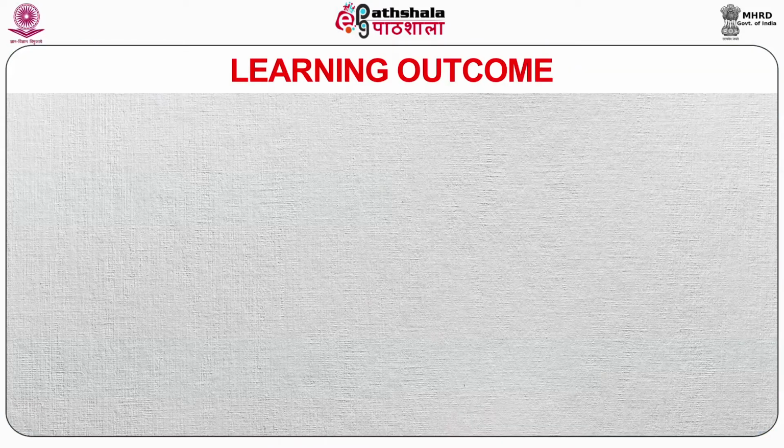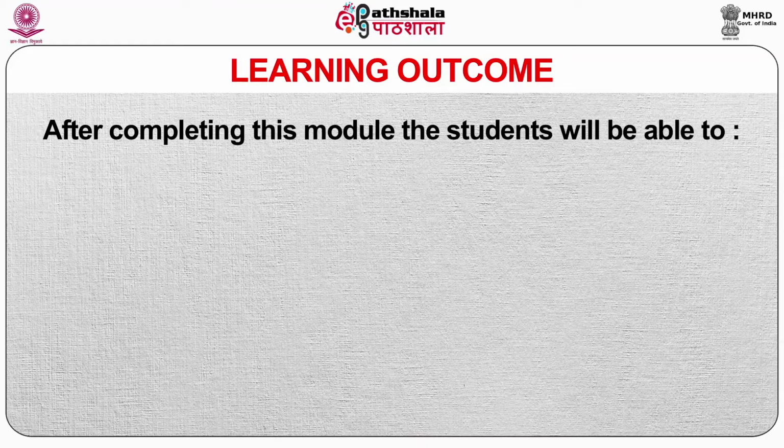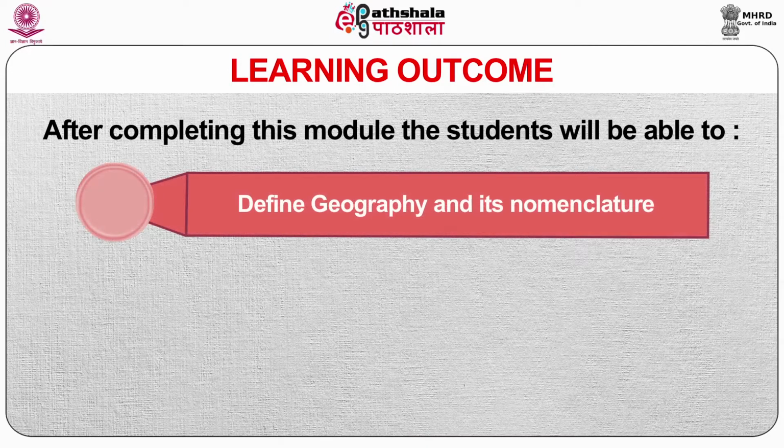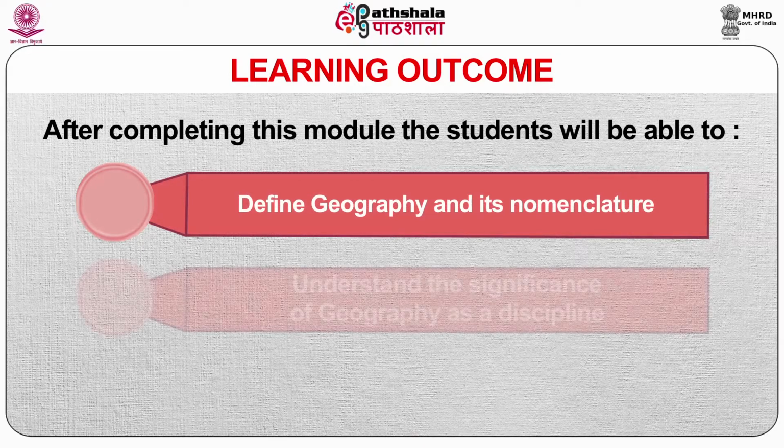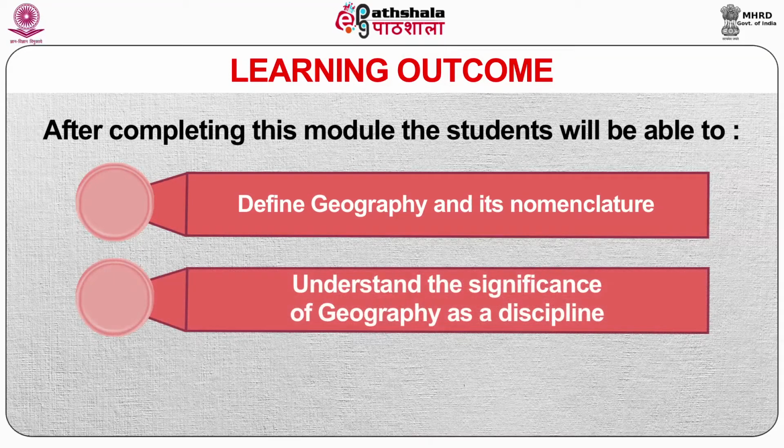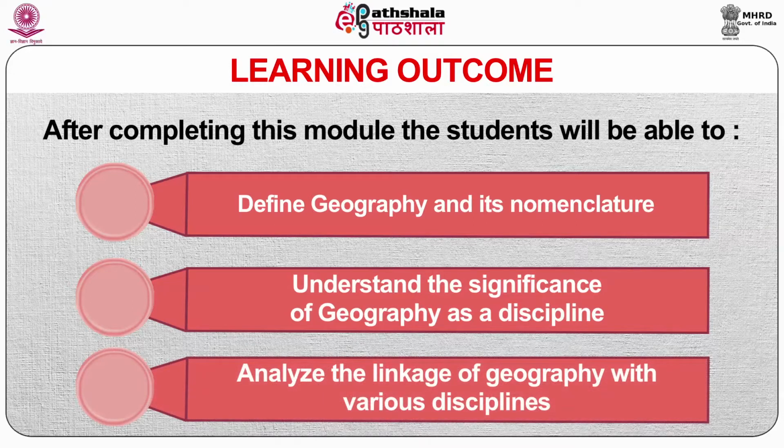Today we are going to discuss the module Geography and Interface under the paper Tourism Products of India. After completing this module, students, you will be able to understand geography and its nomenclature, understand the significance of geography as a discipline, and also analyze the linkage of geography with various disciplines.